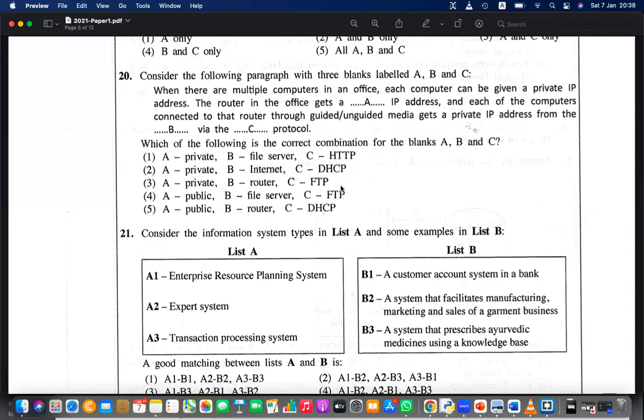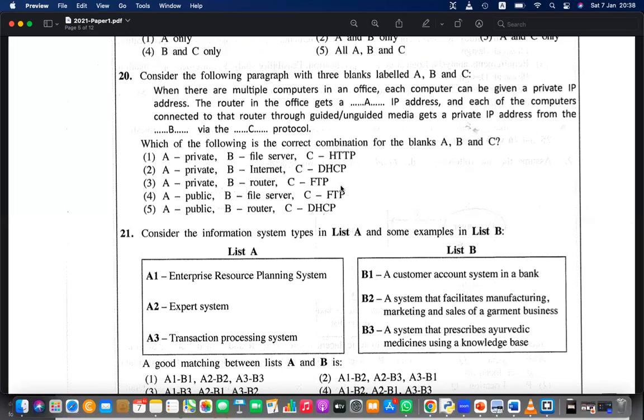Consider the following paragraph with blanks labeled A, B, C. When there are multiple computers in an office, each computer can be given a private IP address. The router in the office is getting the public IP address, right? Because everyone needs to be connected. So the router is getting the public IP address because everyone needs to connect to the internet. So the internet-recognizable address, the address which is unique on the internet and used to connect to the internet, is called the public IP.